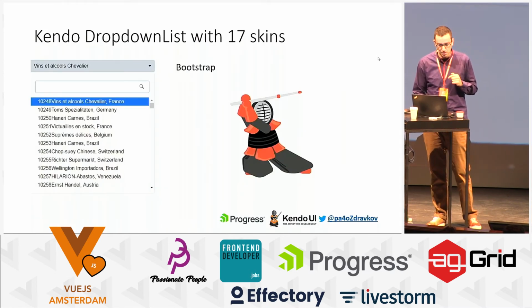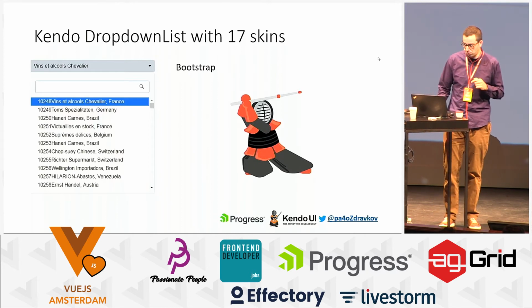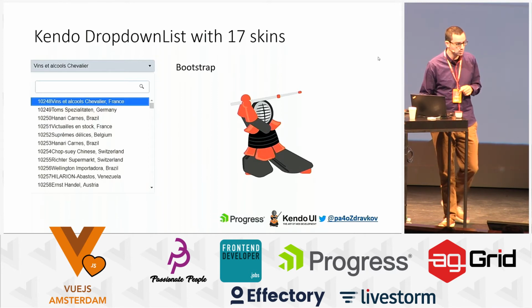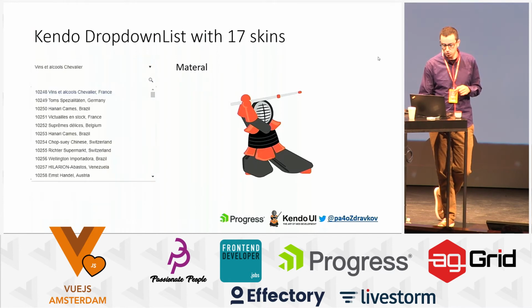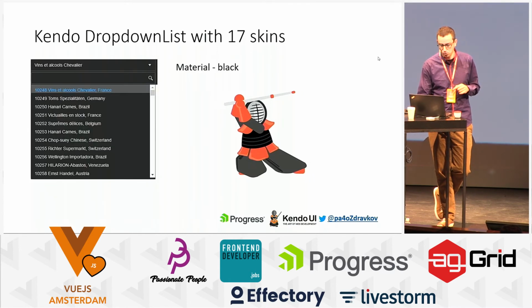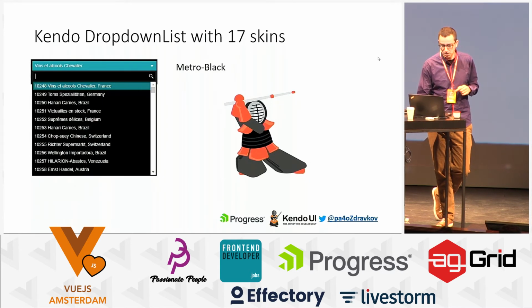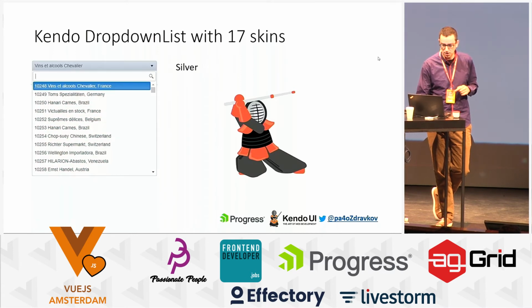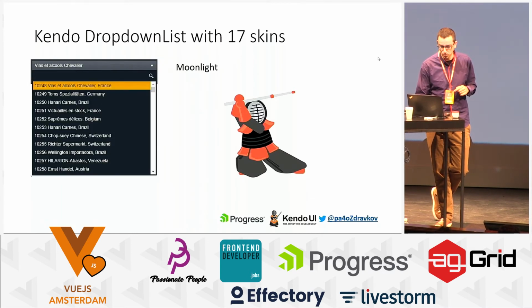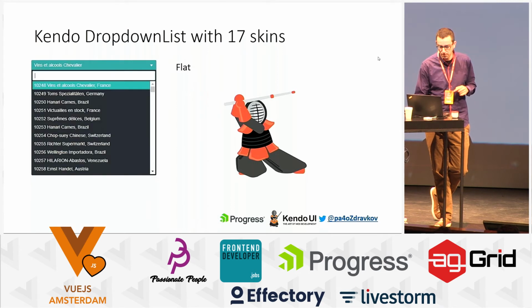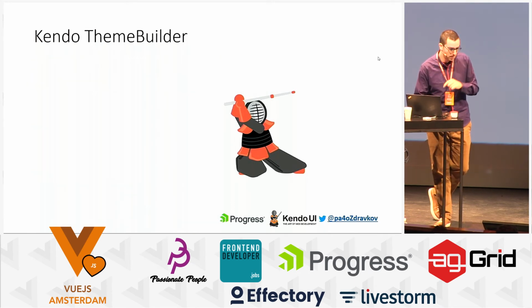Together with that, we have about 17 skins for each one of these components. Like, this is our dropdown that I built, and we have Bootstrap, Material, Default, Metro, Material Black, Metal Black, Nova, Office 365, Silver, Uniform, Moonlight, High Contrast, Fiori, Flat, Blue Apple.